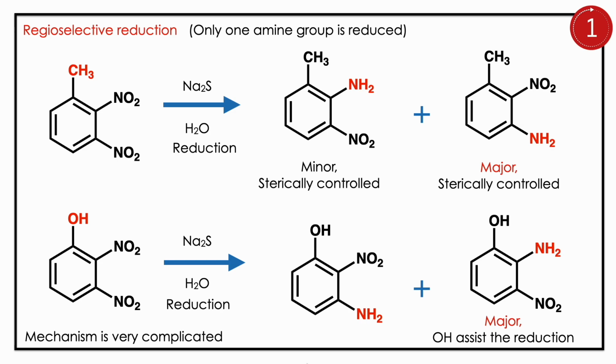On the contrary, B is controlled by anchoring of OH, so the ortho-nitro group is reduced to amine. So two different mechanisms, two different products. The concept you have to learn here is that you have to master the mechanism to predict the regioselective pathway.